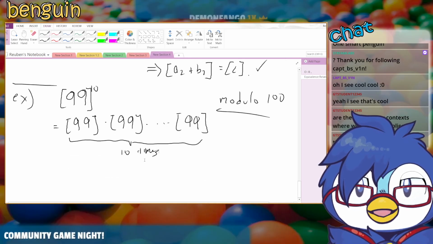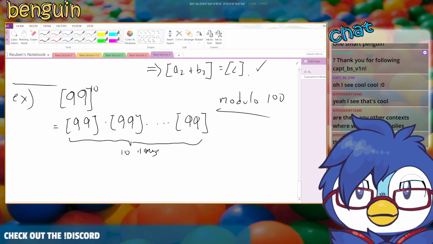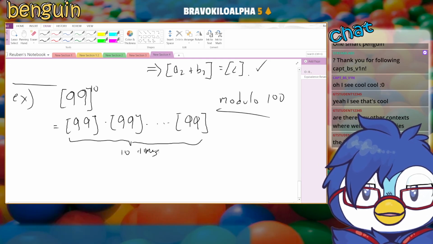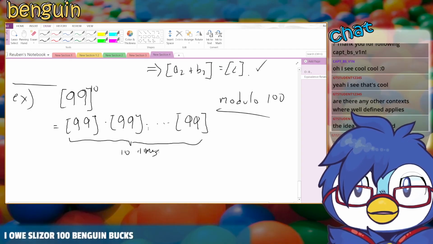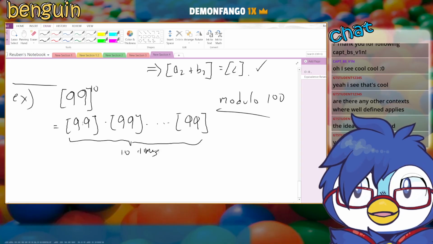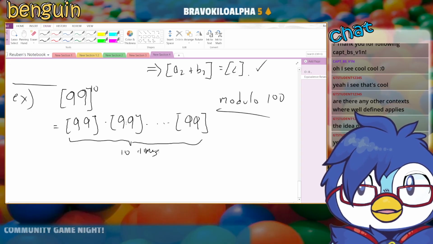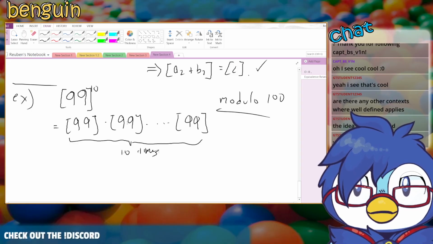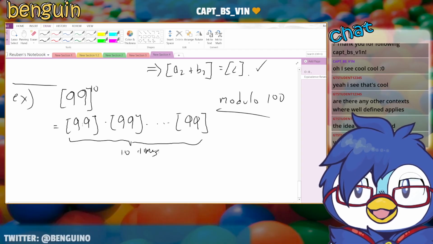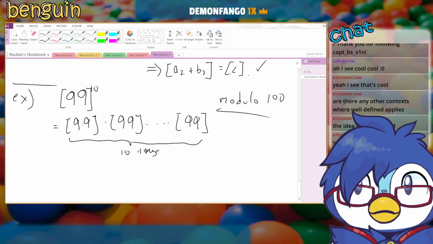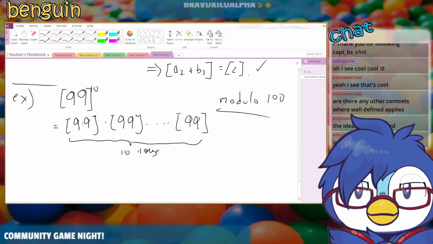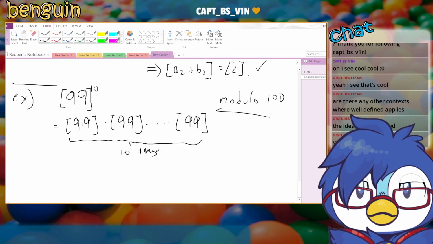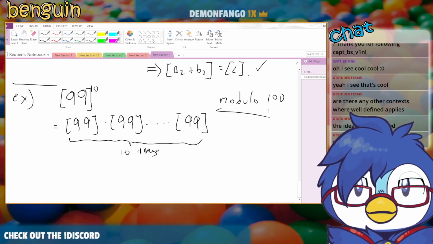But now this is just all multiplication of equivalence classes, which means that I can swap out any of these representatives with any other representative. So what is another representative of 99? Can anyone tell me? Remember, we're working modulo 100.